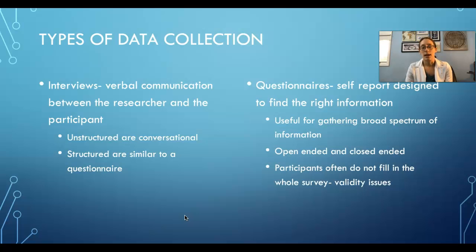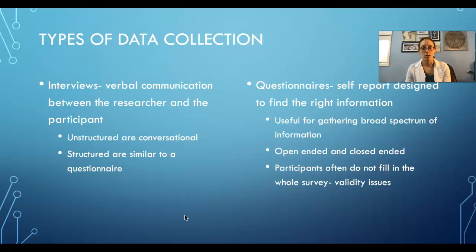We can do a lot of different types of data collection. We can use interviews, which is just that verbal communication between the researcher and the participant. Those are usually unstructured and conversational, or possibly structured. And when we start to structure them, they turn into a little bit more of like a questionnaire or a survey. So a questionnaire is just that self-report designed to find the right information.